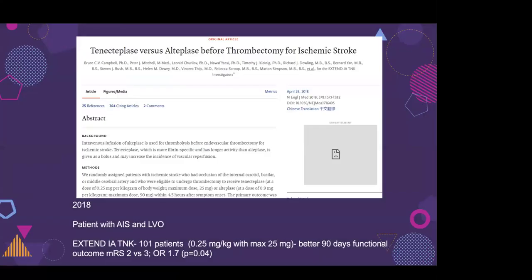Then coming to 2018, this Extend IA TNK trial. Now, in this particular trial, they gave TNK prior to doing thrombectomy. So I think we talk more about the thrombectomy based on this trial than TNK itself. It had about 101 patients. The dose used was appropriate, and they noticed a better functional outcome at 90 days.